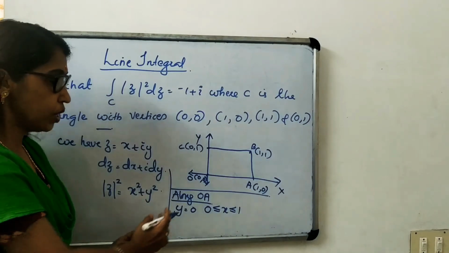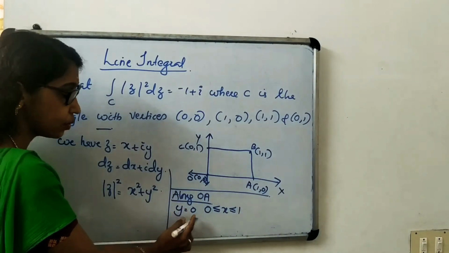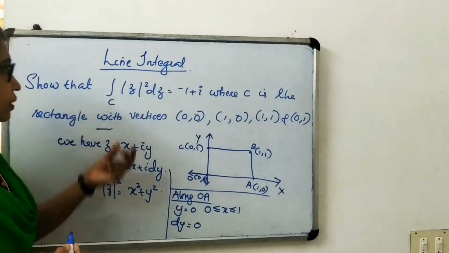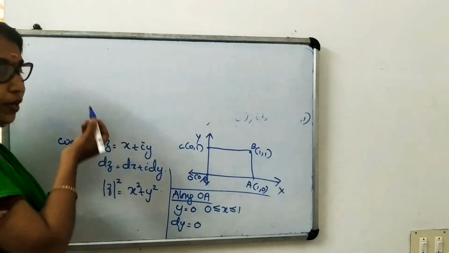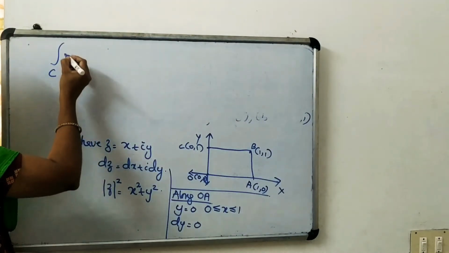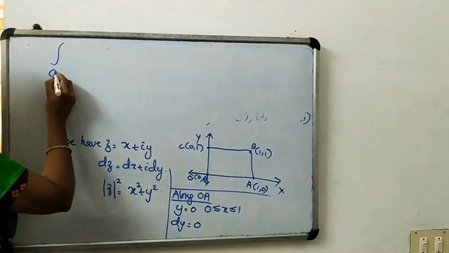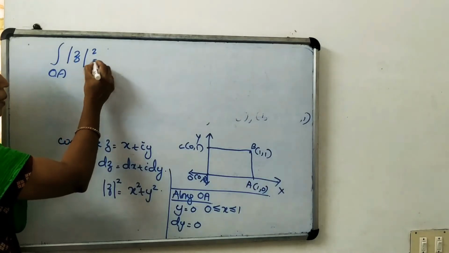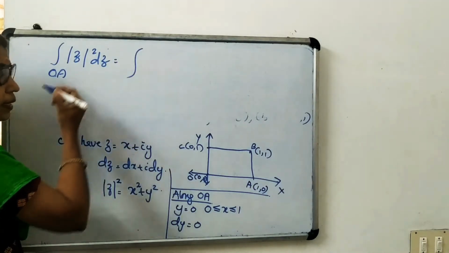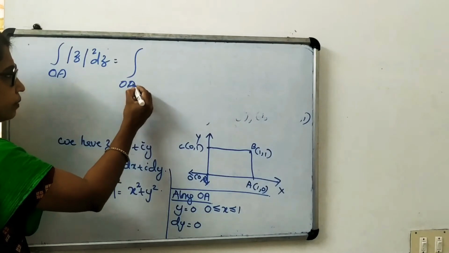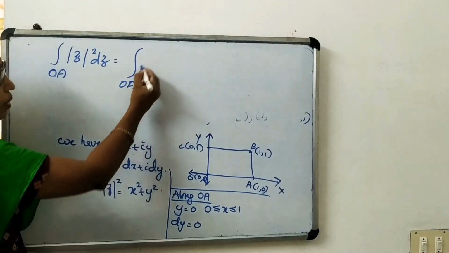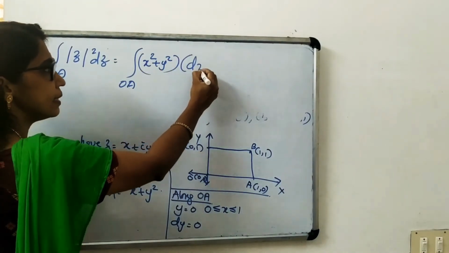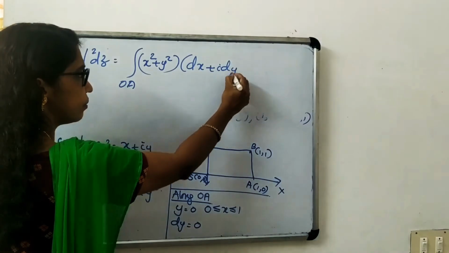y is equal to 0. When y is equal to 0 we have dy also equal to 0. Now we have to write the integral. The integral over OA, we are taking the path OA. So integral over OA of modulus of z square dz is equal to integral over OA of x square plus y square into dz, where dz is dx plus i dy.